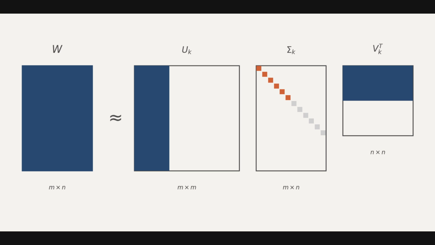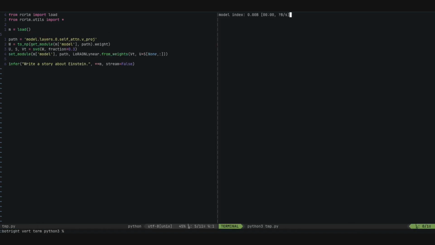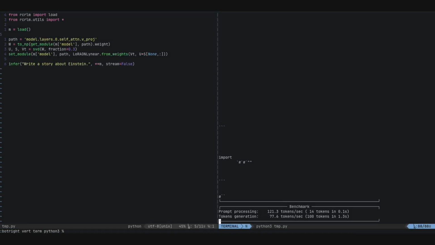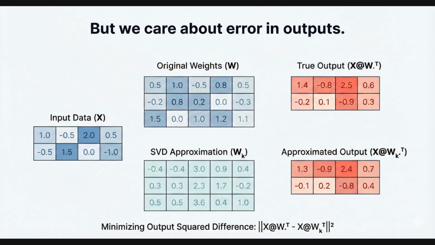Singular value decomposition, or SVD for short, can be used to compress LLMs. But applying it directly to raw model weights can severely degrade the output accuracy. The problem is that the SVD minimizes error in weights. But we care about error in outputs.